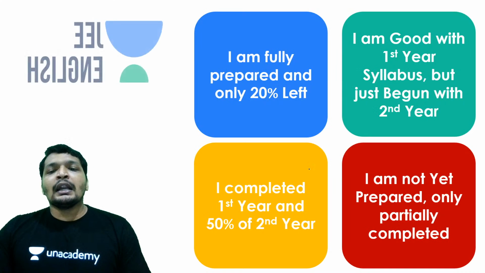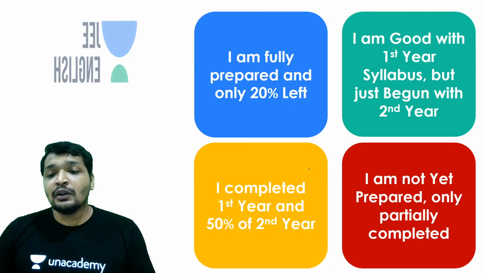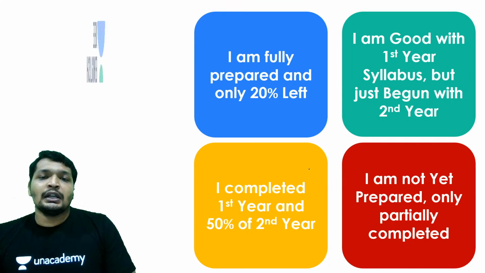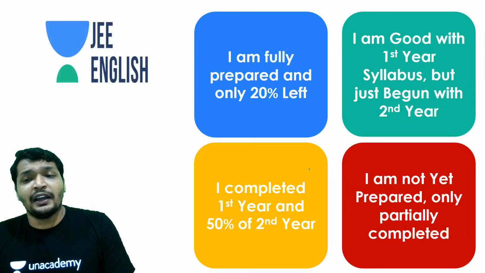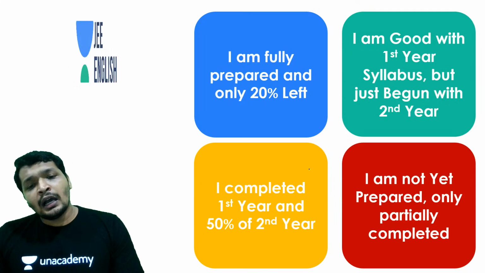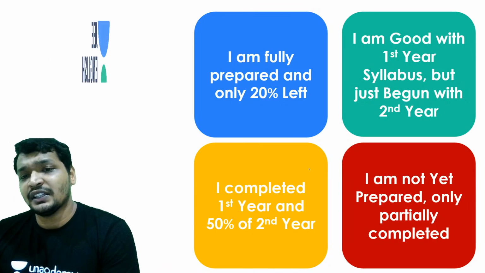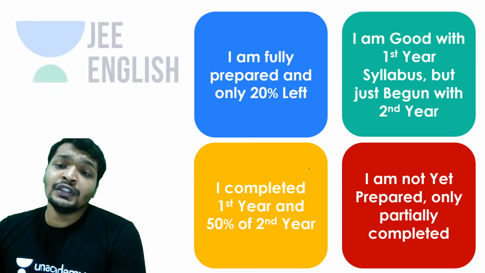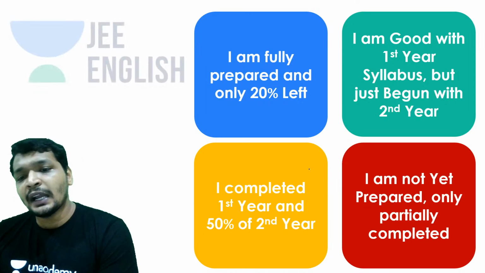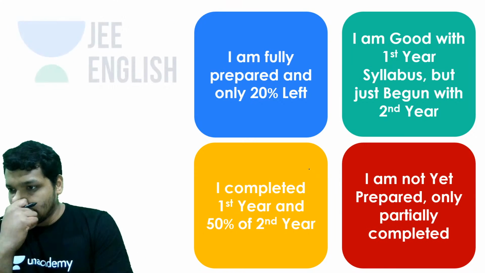Okay, and now let's come to what you should be doing, if you are falling under one of these categories. Anyway, we are going to begin our discussion with the "I'm fully prepared, only 20% is left, I know everything" kind of people, because it's quite easy. And if you have completed the first year and 50% of the second year is lagging, you need a very different strategy. And if you are good with the first year syllabus but just beginning the second year syllabus, a little bit behind, you need a different strategy. I'm not yet prepared, only partially completed: you need altogether a different strategy.